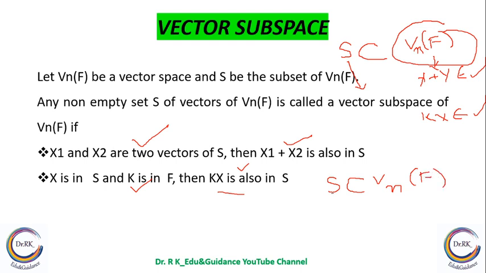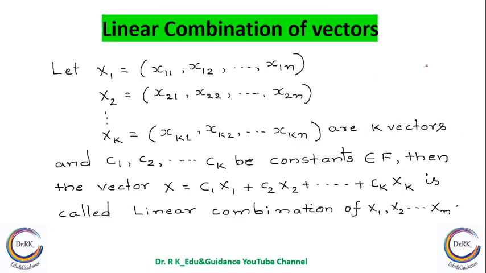Right? Subset, and S is also a vector space, then S is called a subspace of V over F. Very simple. Subset and also vector space, then it is called a subspace. I hope that's clear.